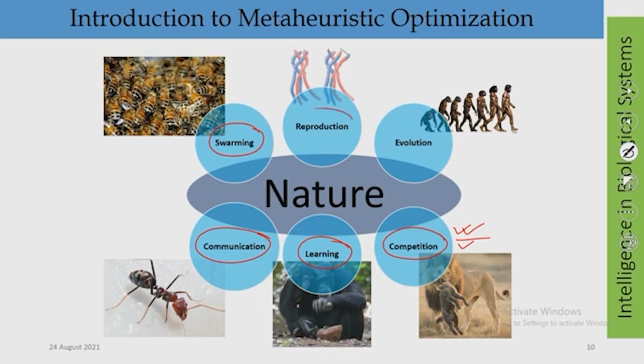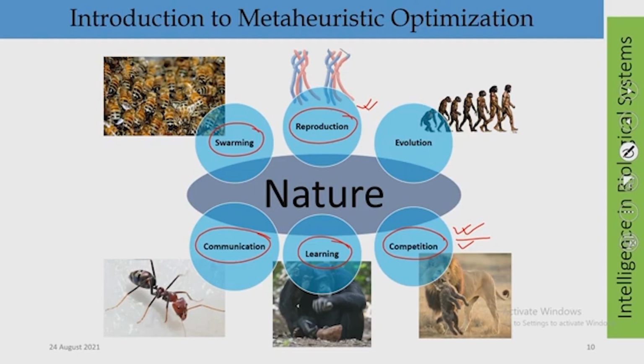And reproduction. Reproduction means they produce offspring. When they produce offspring, some of the offspring may be better than their parents, or they may have better capability for survival. So, that is another factor happening in nature.